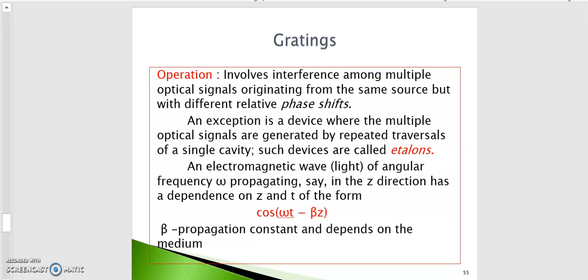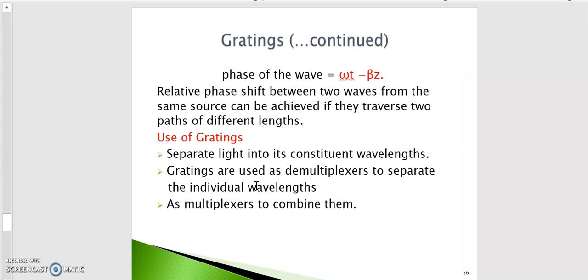Now consider an electromagnetic wave of angular frequency omega, propagating along the z direction, and so we assume it has a dependence on z and time. So it is represented as cos(omega t minus beta z). Beta is your propagation constant. It depends upon the medium, that is, depending upon the medium, the propagation constant varies. Next, the phase of the wave is given by omega t minus beta z.